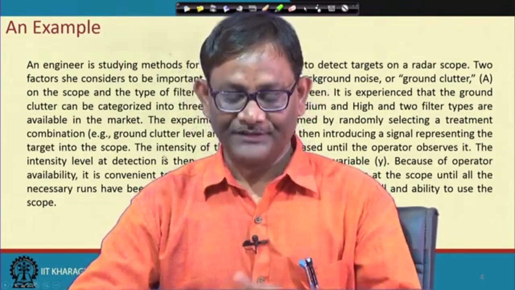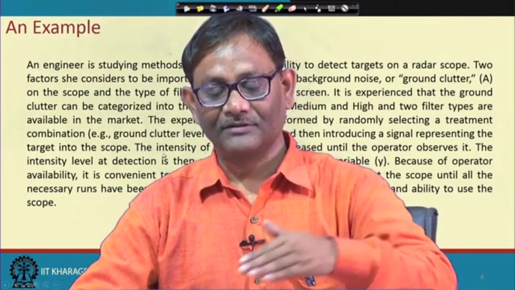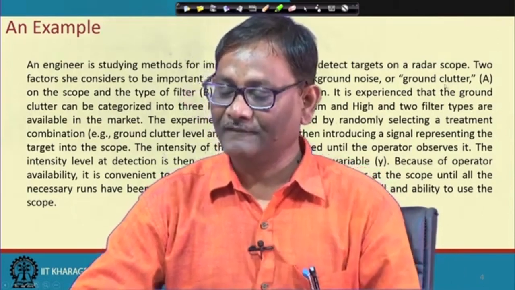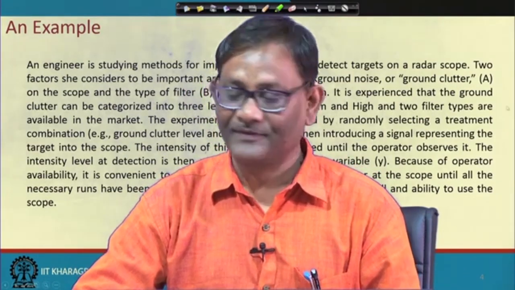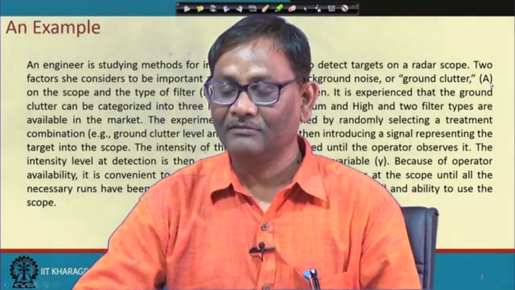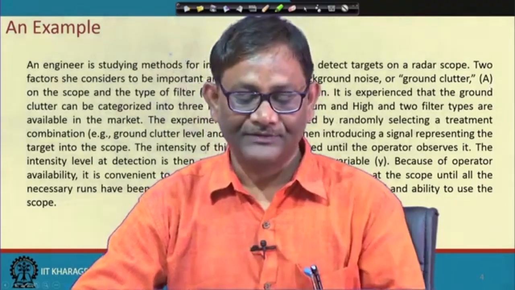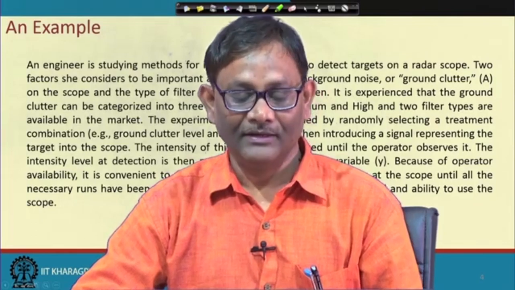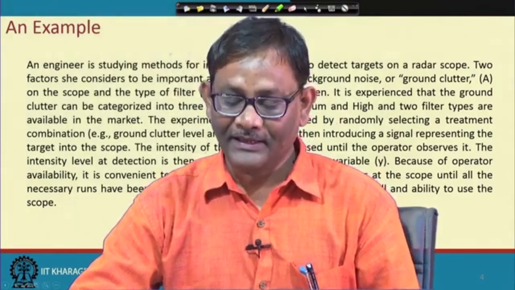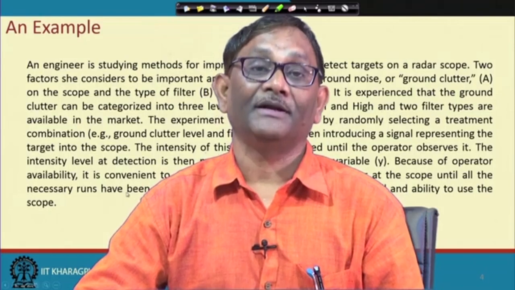So, how are we fitting this process model here? We are saying, what are the controllable factors? Controllable factors are ground clutter and type of filter. Ground clutter we are denoting by factor A, type of filter by factor B. And there is another factor which is operator.